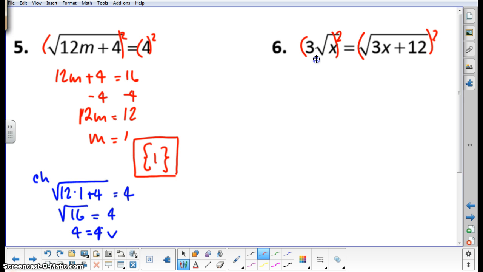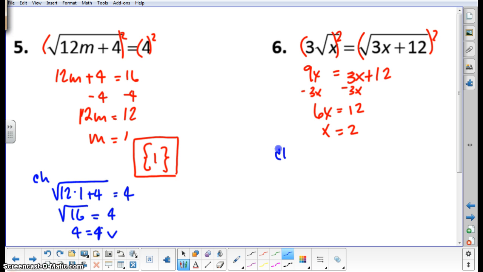When we square this side, we square both the 3 and the root x, so we get 9x. And when we square this, 3x plus 12 comes out from under the radical. So we're going to subtract 3x from both sides, and we're going to get 6x is equal to 12, and x is equal to 2. So we're going to do our check.